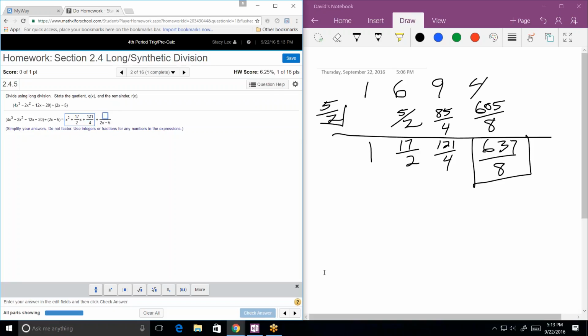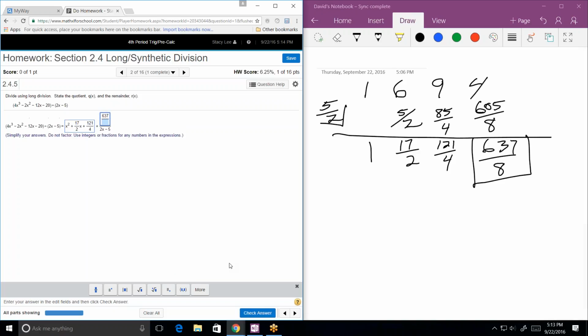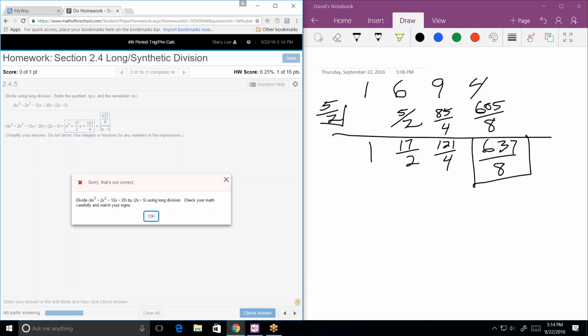And the remainder is 637 divided by 8. Now let me look at that number for a moment. It adds to 16, which means it's not divisible by 9. Is it divisible by 8? No, it is not. Okay, well, should we try that? Yes. Gosh, I hope it's right. No.